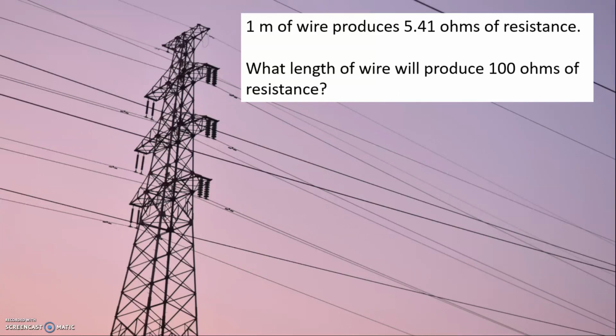Consider the following problem. A meter of wire produces 5.41 ohms of resistance. What length of wire will produce 100 ohms of resistance? Choose from the following options.